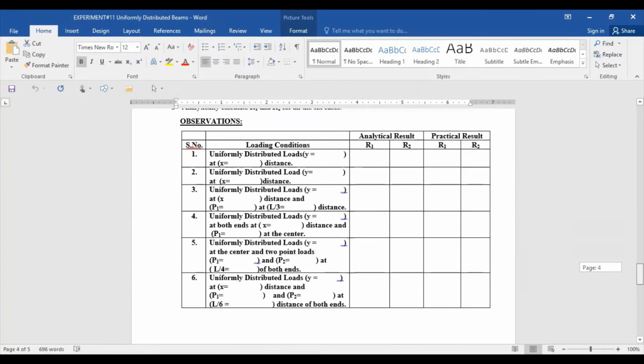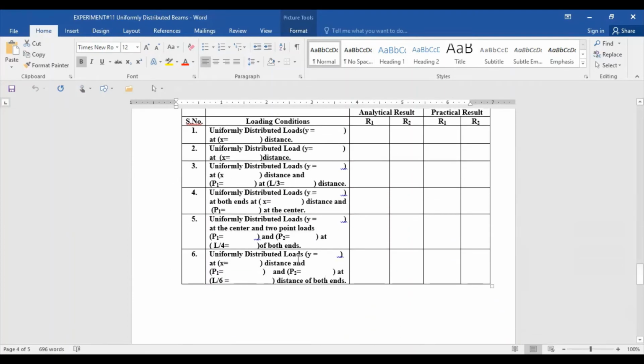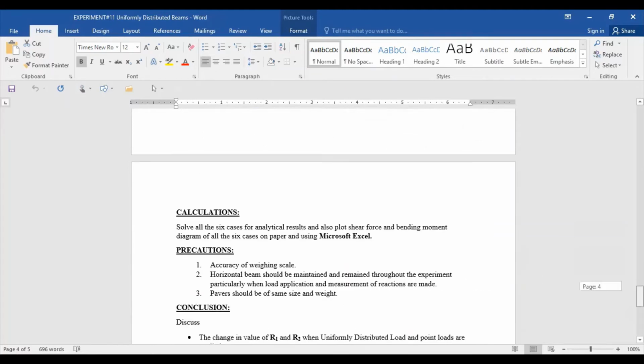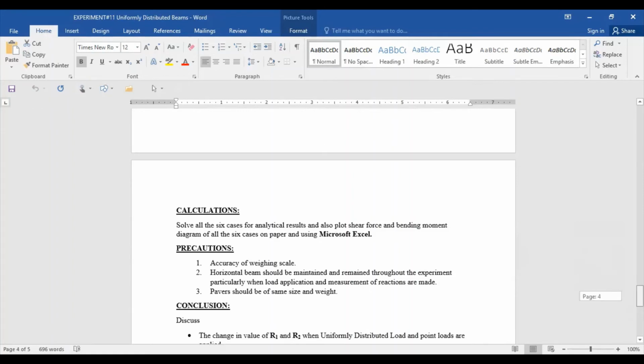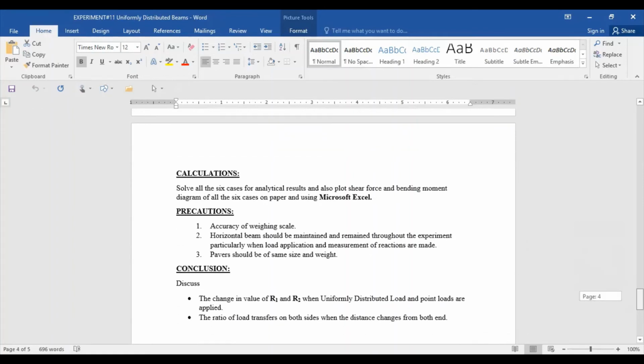Then you have to draw shear force and bending moment diagrams on the Excel sheet and attach them, and you have to draw them on paper as well, because you have blank spaces in your manuals. So you can draw your shear force and bending moment diagrams on paper as well. Obviously, before putting them on Excel, you have to draw them on paper first, and when they get verified, you will draw them in MS Excel.